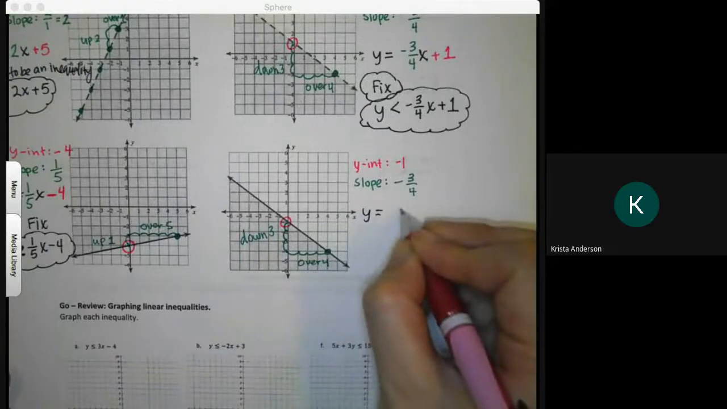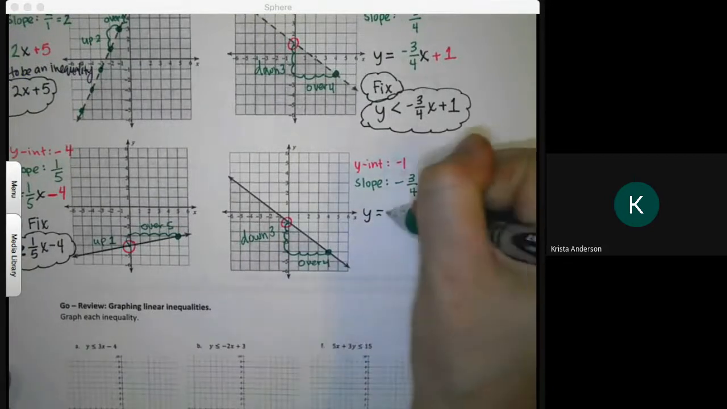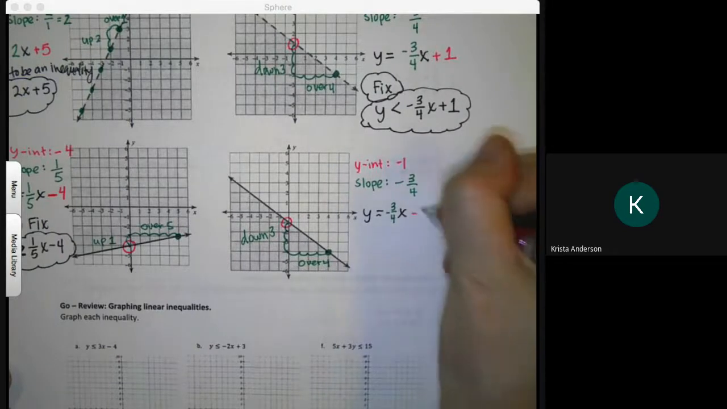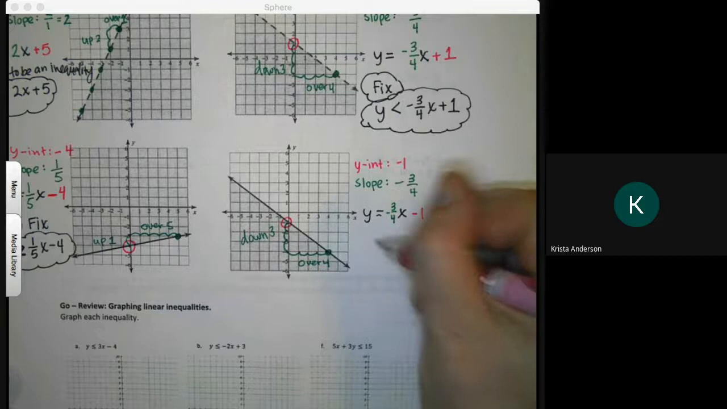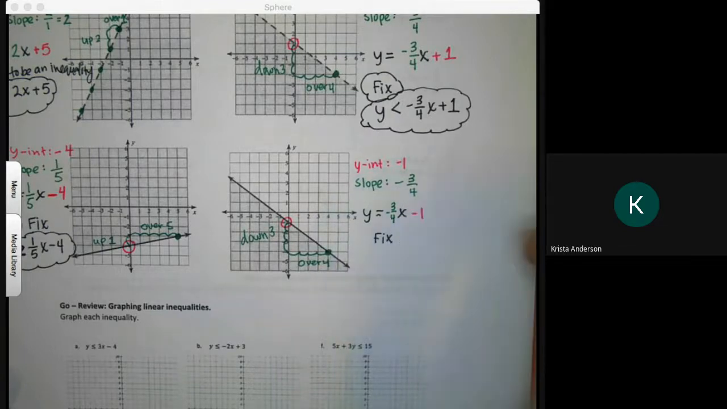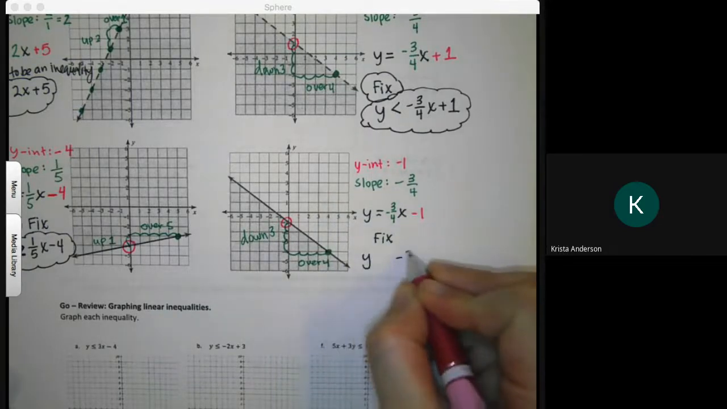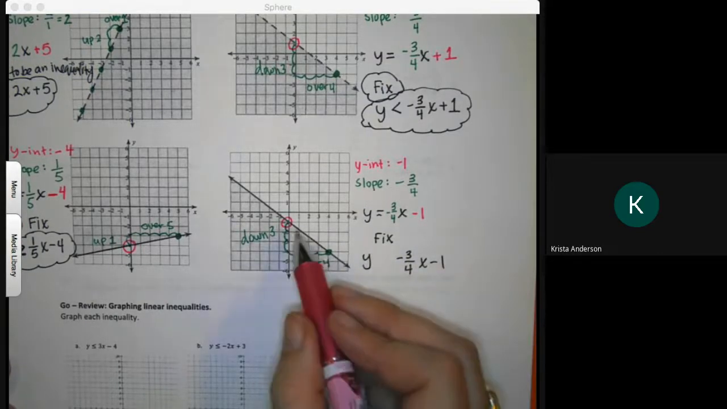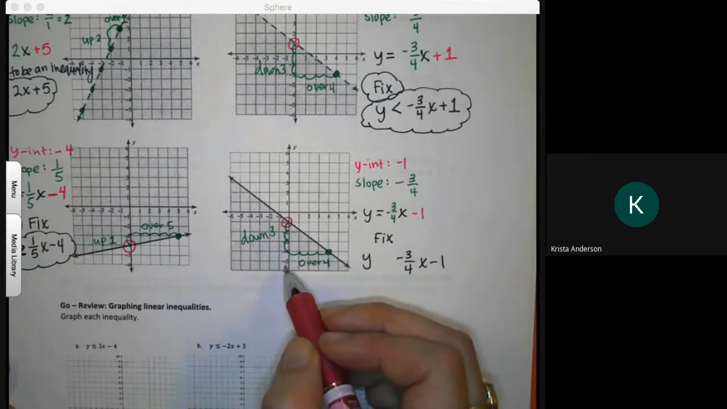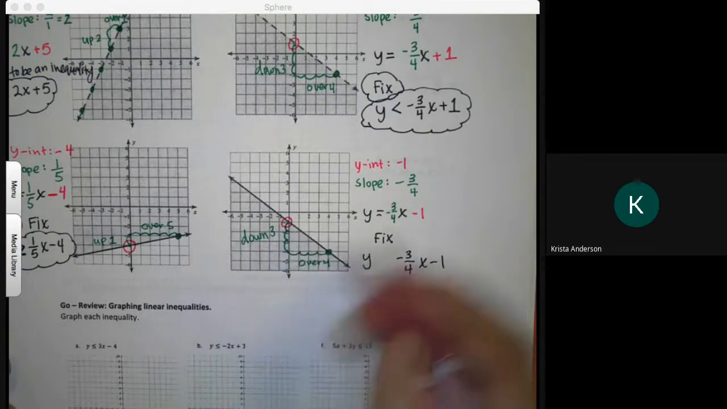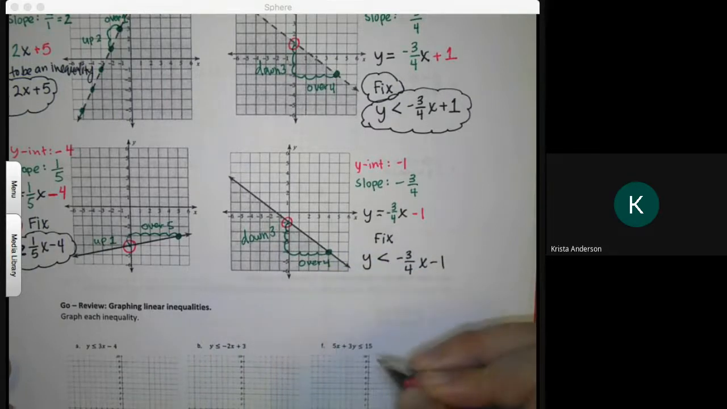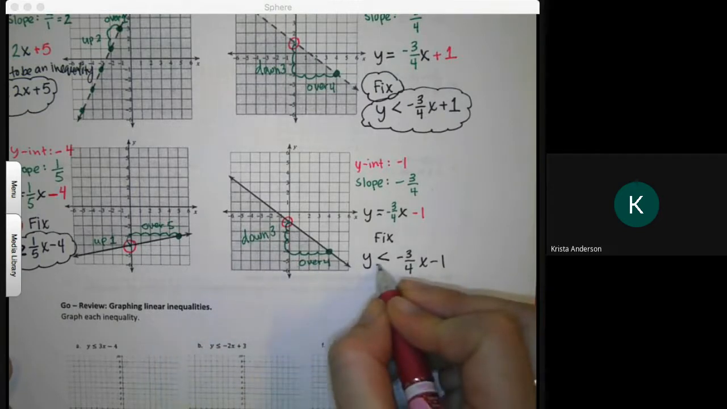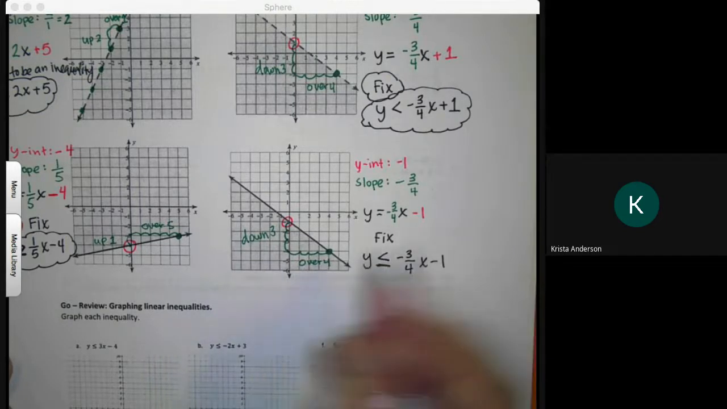Y equals my slope with the x on it, with a minus 1 at the end. When I fix my sign, I look at my inequality, it's shaded below, so y is smaller than my line, and it is solid. That means I have to put an equal sign under my inequality so I know it's solid.